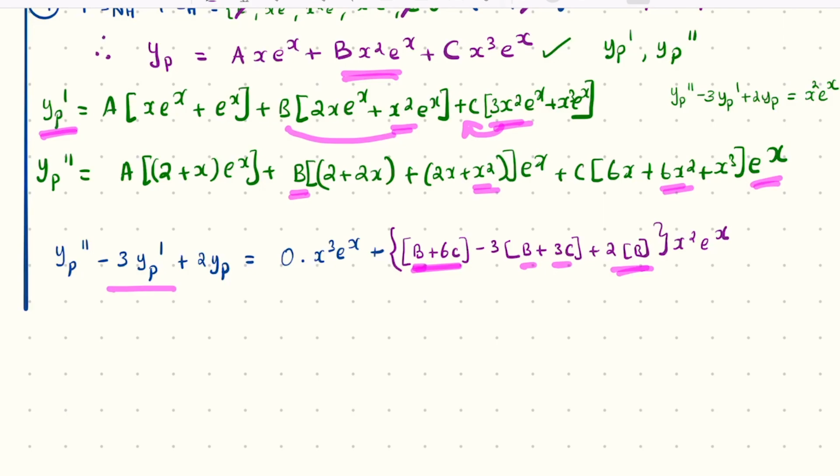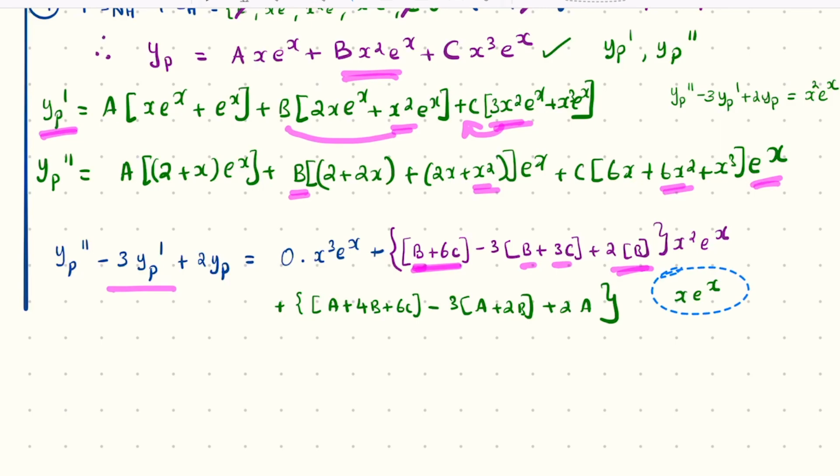Let me change the color. You're going to have, for the x e to the x, a plus 4b plus 6c minus 3 times a plus 2b plus 2 times a. Right, that's what you're going to have for the x e to the x. And the next one is just the e to the x. For the e to the x, you're going to have the following, let me just move this up here so it's easier.